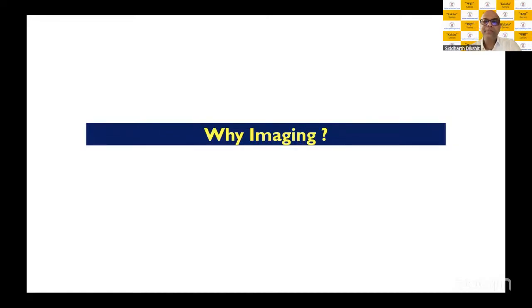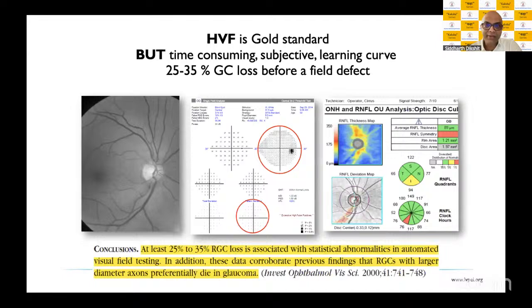Now, why has imaging become so important? It has become important for a theoretical concept that 25 to 35 and sometimes even 40% of ganglion cell loss could have occurred before you can see an obvious change in the visual fields. That's not entirely true, but it's semi-true. So there is a significant amount of ganglion cell loss that could have occurred, which basically means glaucomatous damage could have occurred before you start seeing a visual field change.